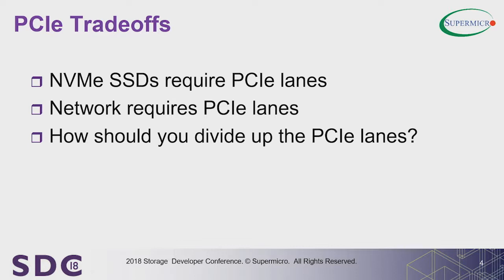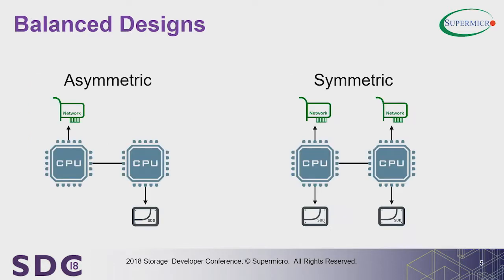So NVMe drives need PCIe lanes. Network needs PCIe lanes. How do you divide them up? And that really becomes one of the key questions in your design. How do I divide it up? Because there are aspects that you're trying to do, and undoubtedly it's going to be a trade-off. Okay? What do I mean by a balanced design?